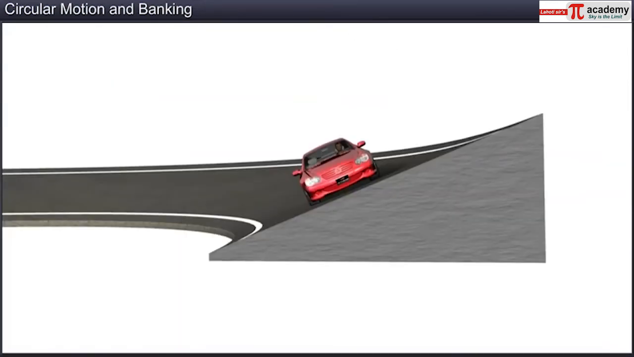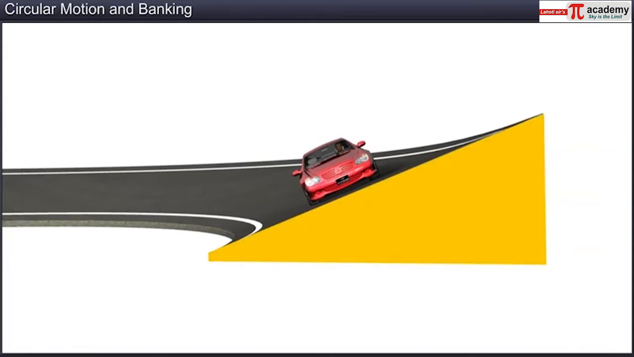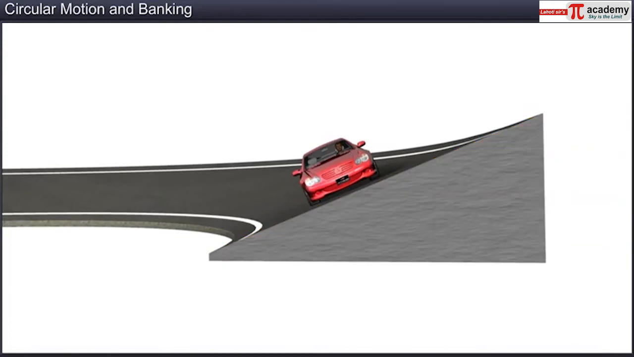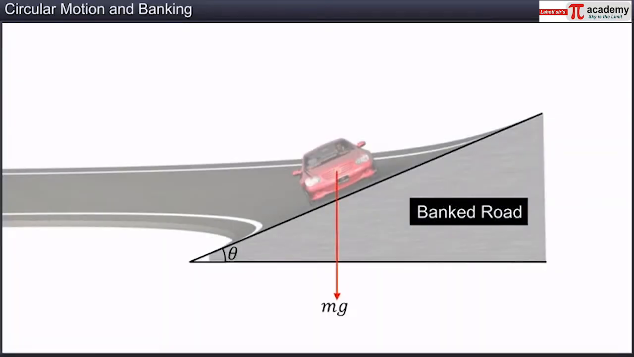That was about a car moving on a level, curved road. Now let us look at a car moving on a banked road. Let us analyze the forces acting on the car one by one. The weight of the car, mg, acts vertically downward. The normal reaction, N, acts upward perpendicular to the road's surface.